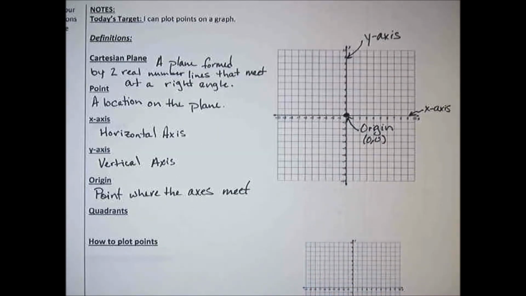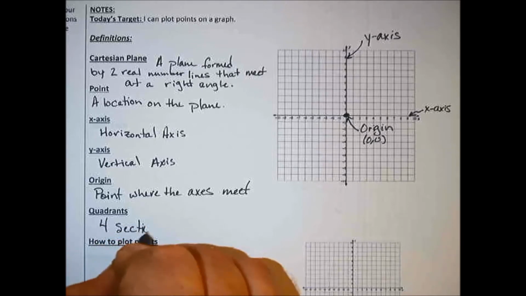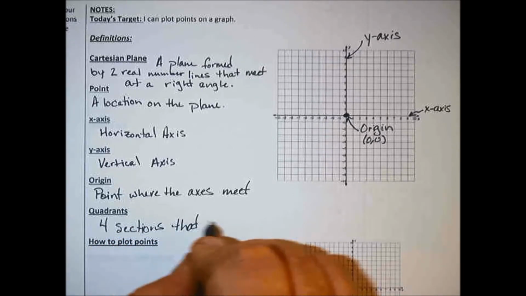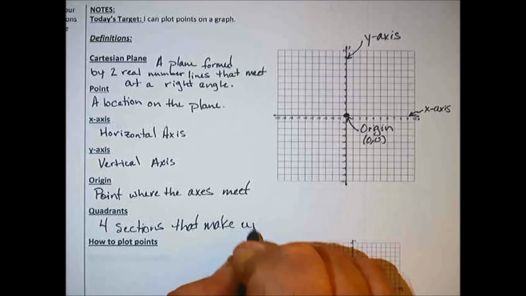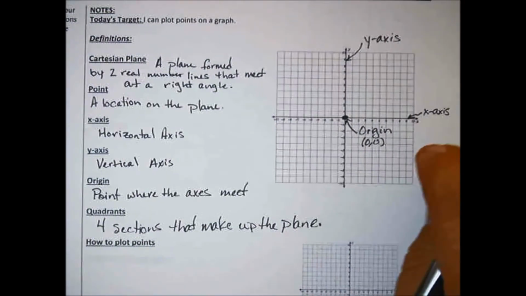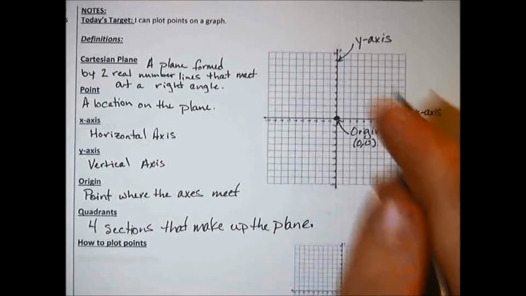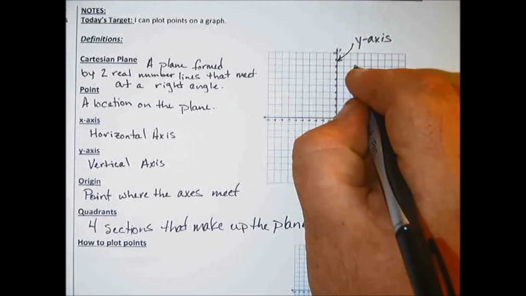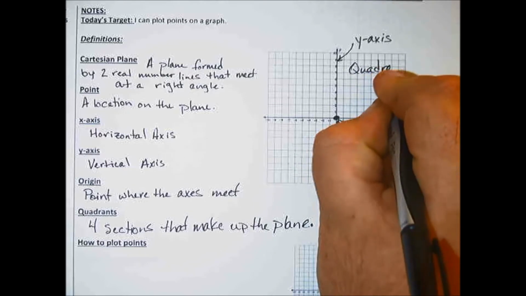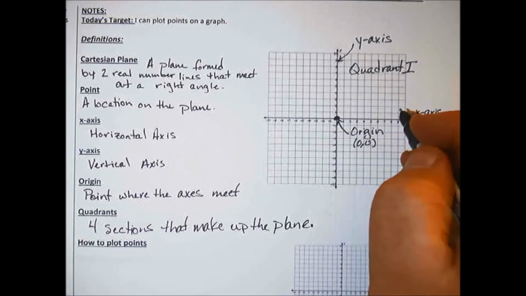And the last thing that makes up this Cartesian plane are the quadrants. Now the quadrants are the four sections that make up the plane. So there are four sections that make up the plane. And we number them this way, and it's always been a mystery to me even why we number it this way, but we do. Okay, we have this first one up here. This will be quadrant 1. And we number them with Roman numerals, so it kind of looks like quadrant I, but it means quadrant 1.